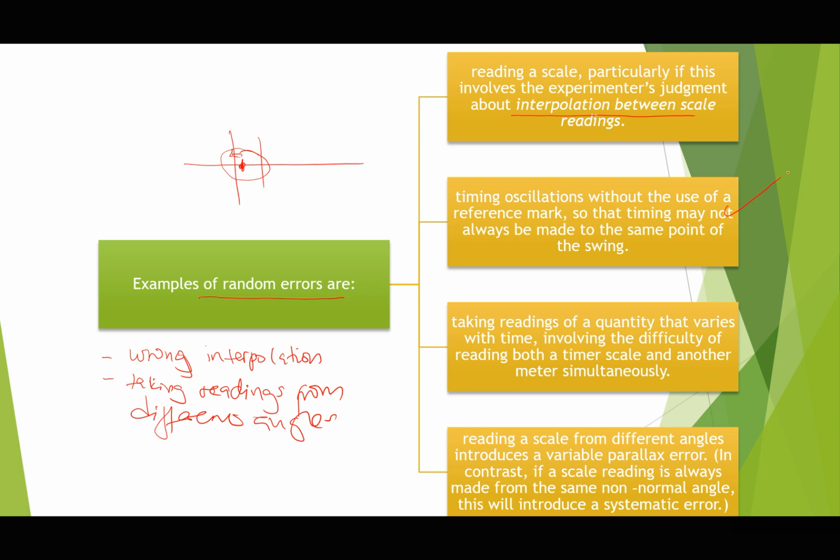Sometimes we say taking readings from different angles introduces what we call a parallax error, because every time you vary the angle from which you take a measurement, then you are most likely either overestimating or underestimating a measurement. So that one is most likely introducing a random error.